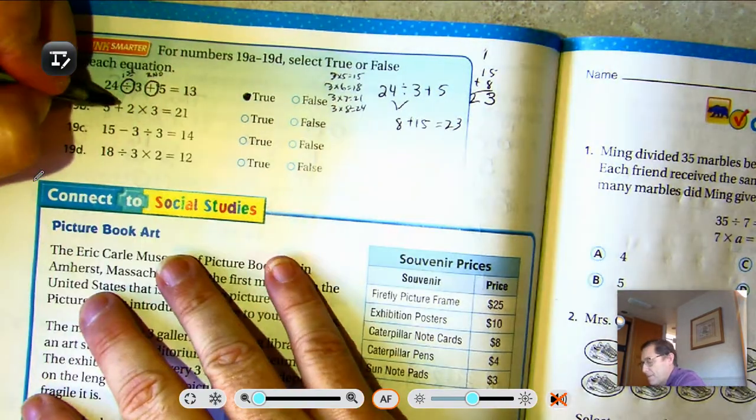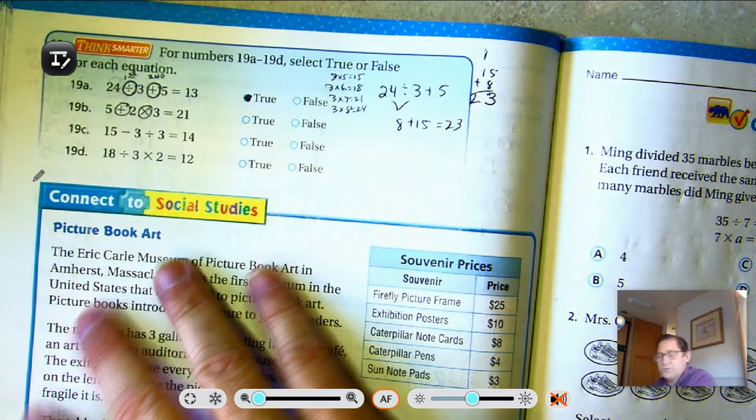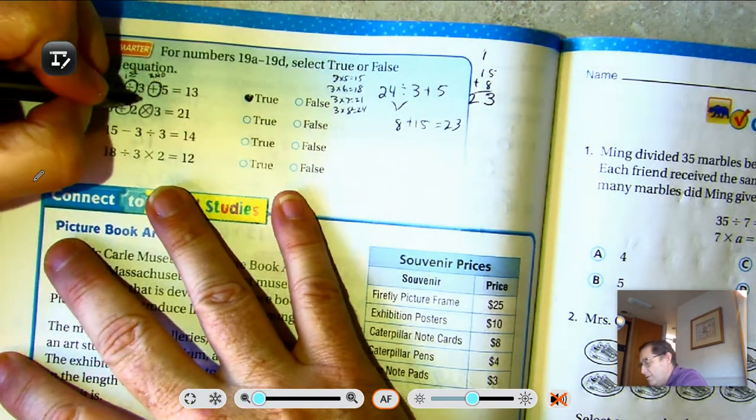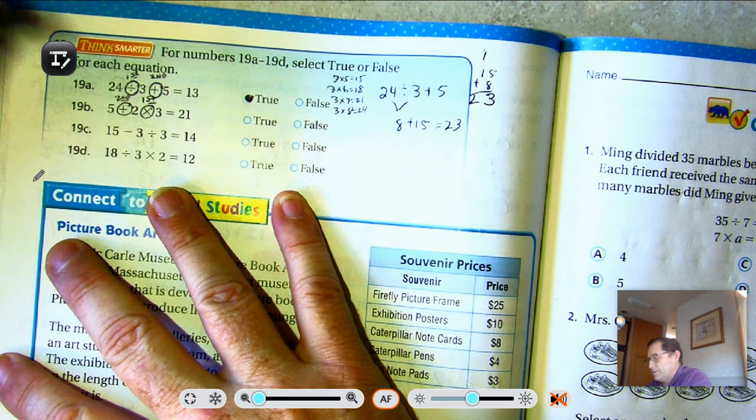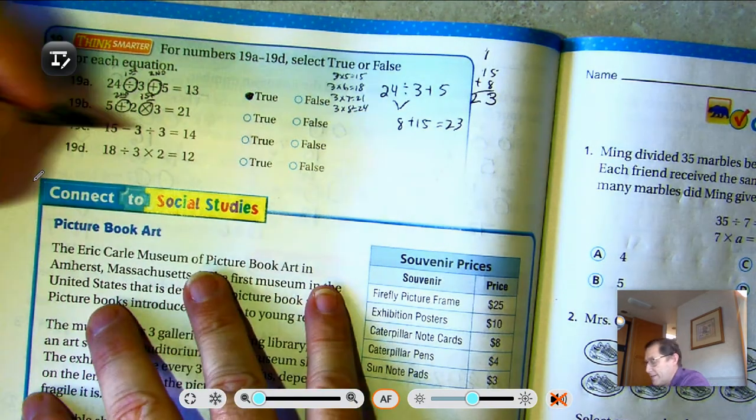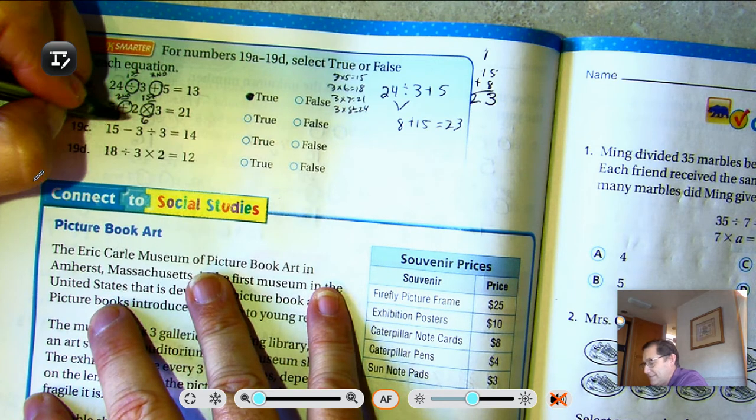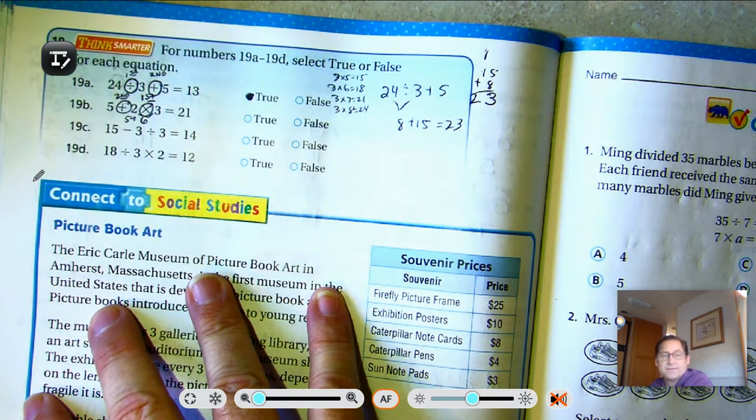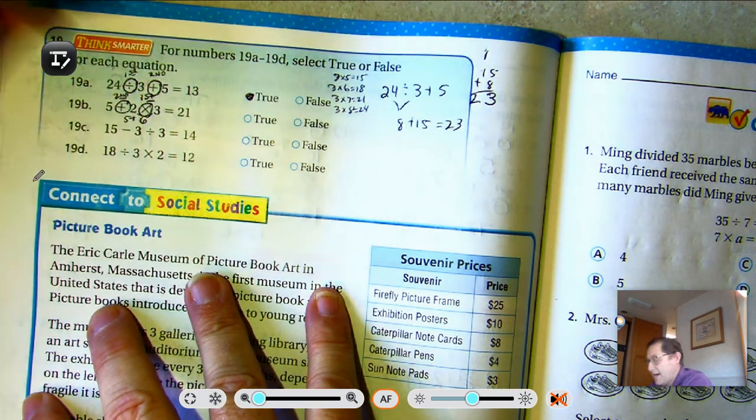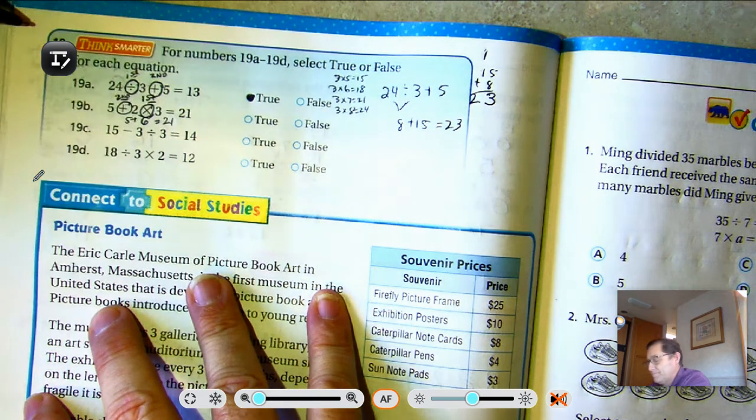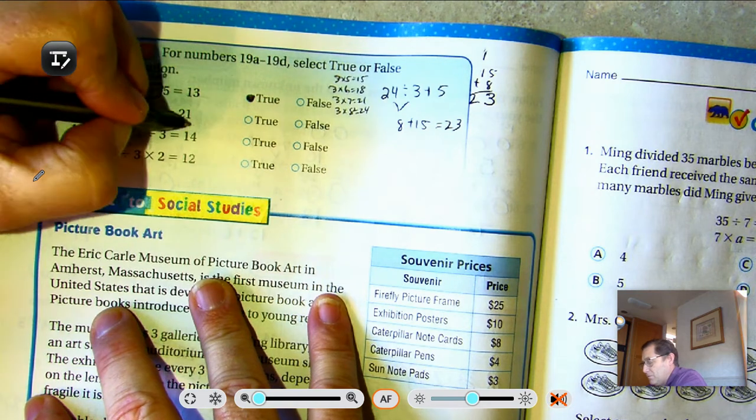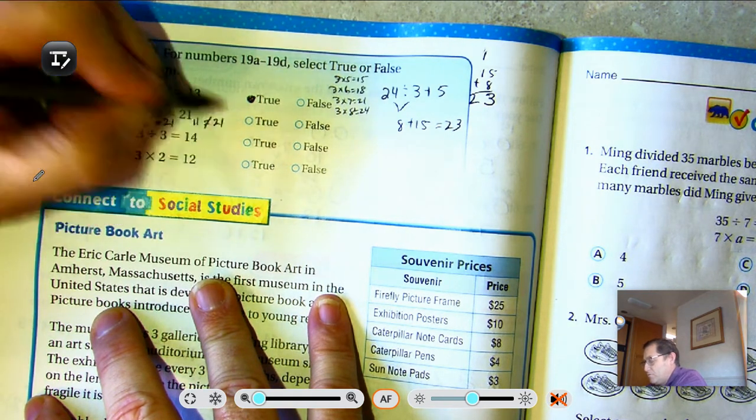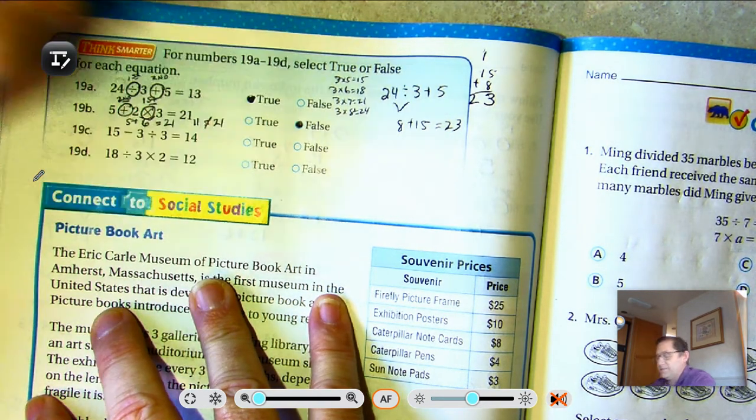19B. 5 plus 2 times 3. We need to multiply first because it's above addition. So multiply, then add. 3 times 2 is 6. Now add 5. Is 6 plus 5 21? No, 6 plus 5 is 11. So 11 does not equal 21. So that's false.